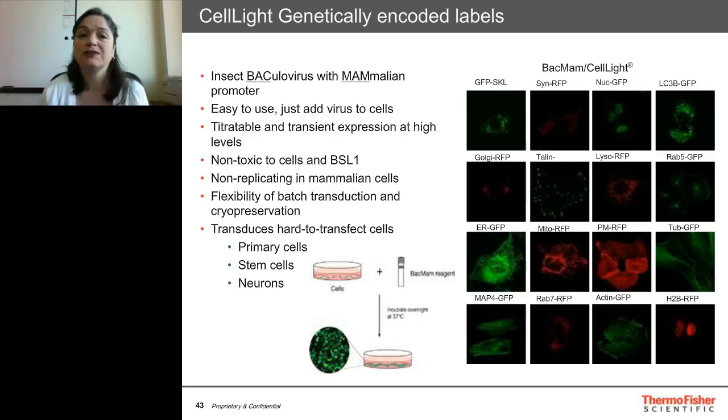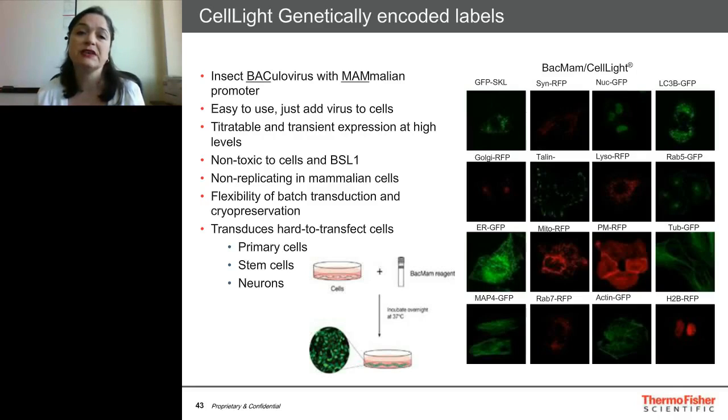It's labeled biosafety level 1. So if you're doing cell culture, you can do this. And it's not replicating in mammalian cells. But what it does is it delivers the DNA into the cell, but then the DNA has a mammalian promoter. So the virus, the baculovirus, is not able to replicate, and the expression of the fluorescent protein targeted to these various structures is driven by a mammalian promoter.